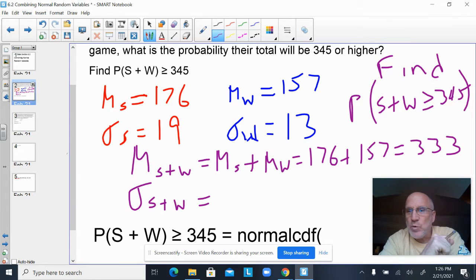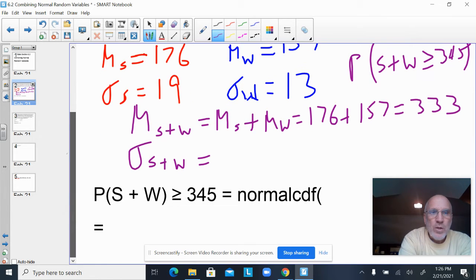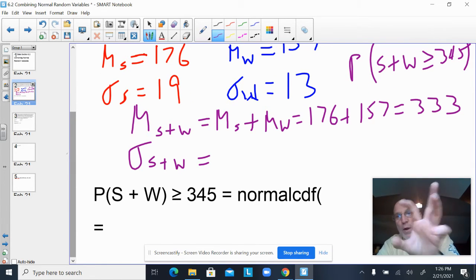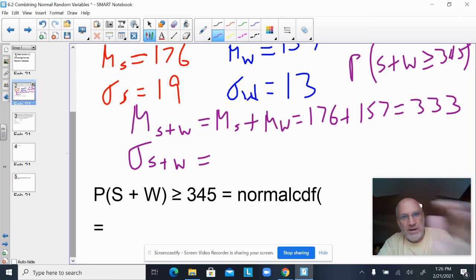But the standard deviation is where it's tempting to do the wrong thing. I'll remind you what you cannot do to find the standard deviation of S plus W is just add the two standard deviations. Because what we learned earlier this week about random variables is that the standard deviations don't add, the variances add. That's still really the important conclusion from this. So we know that the standard deviation is the square root of the variance. That's true for any random variable.